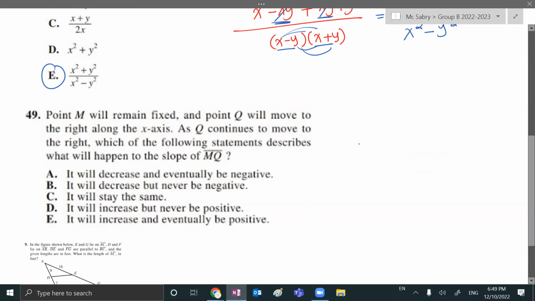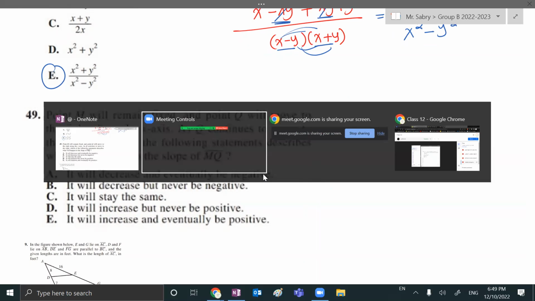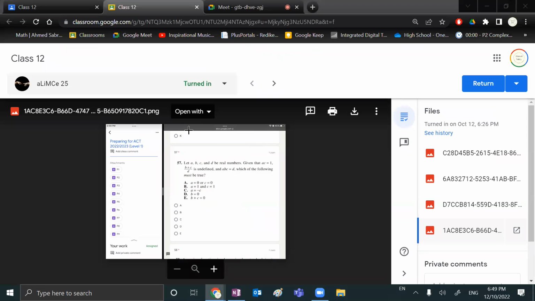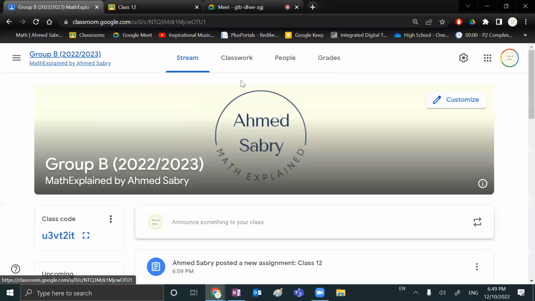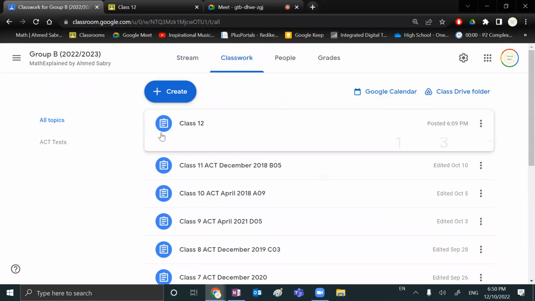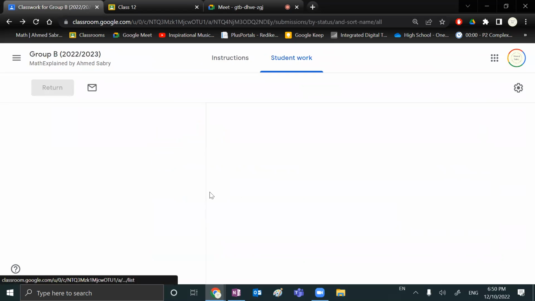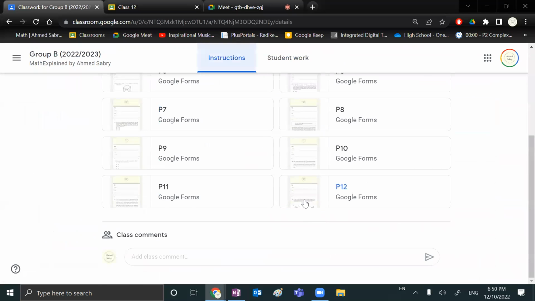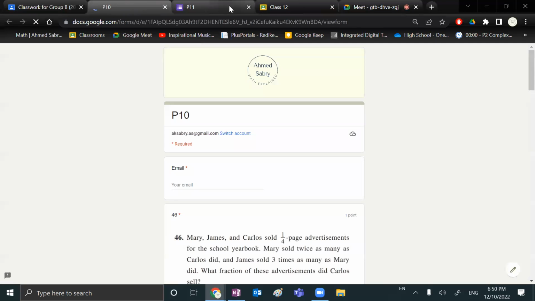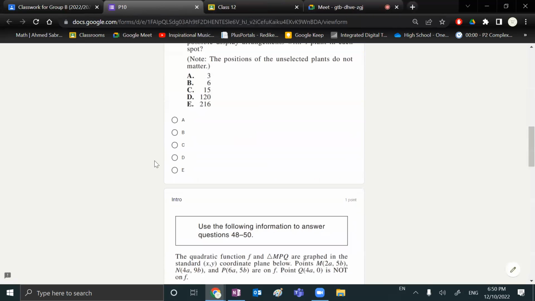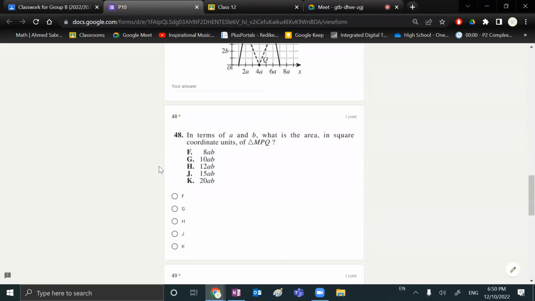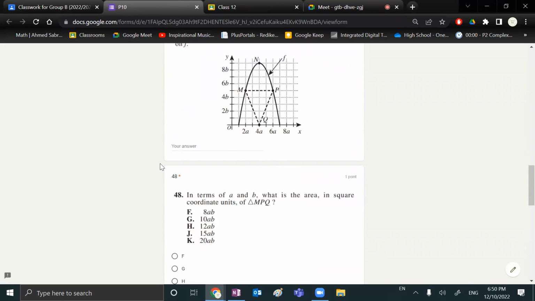This question is from the 2022 and 2023 ACT. Yes, 2022, 2023. Question 49. It's this graph. This one.